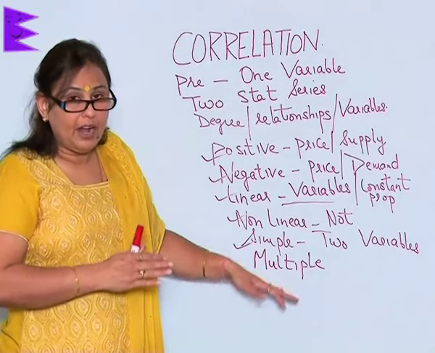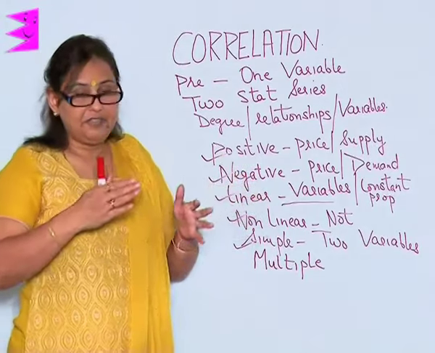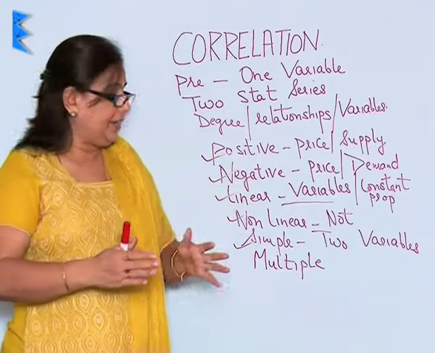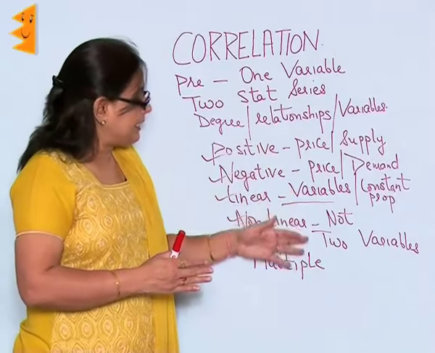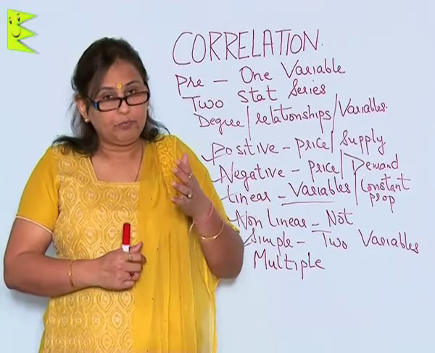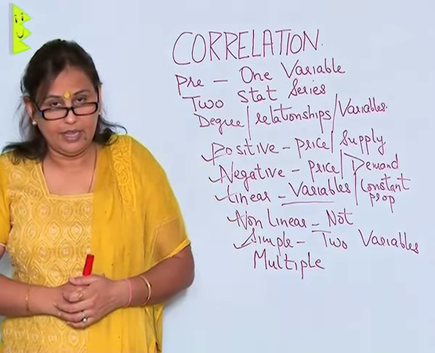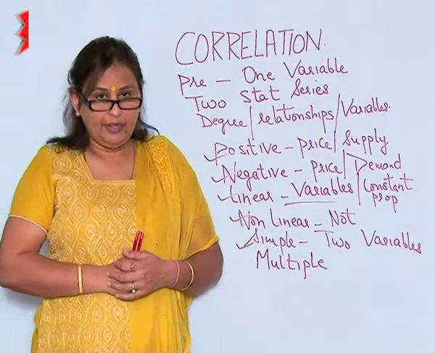Thus, there are different kinds of correlation, which could be positive, negative, linear, non-linear, or simple and multiple. We are going to study in detail about these correlations through three different methods. And now I will be starting with the first method in the next clipping.